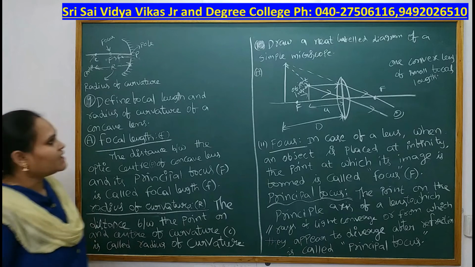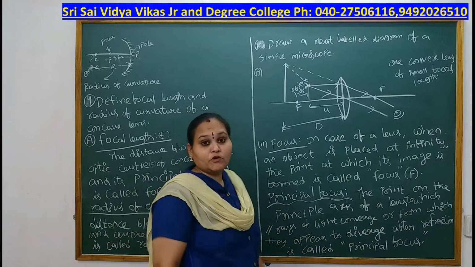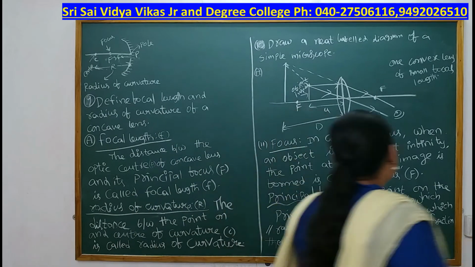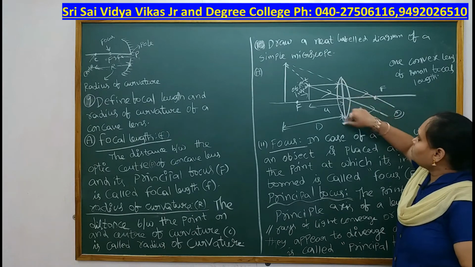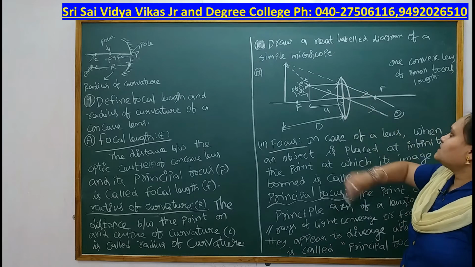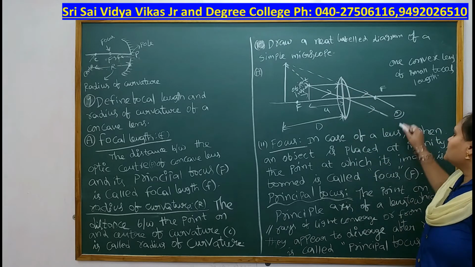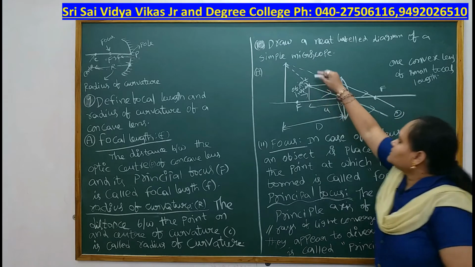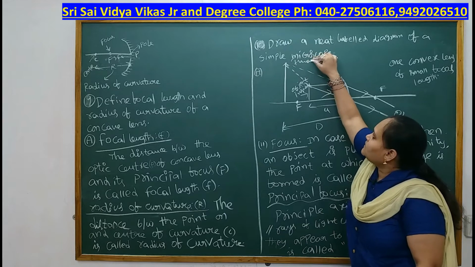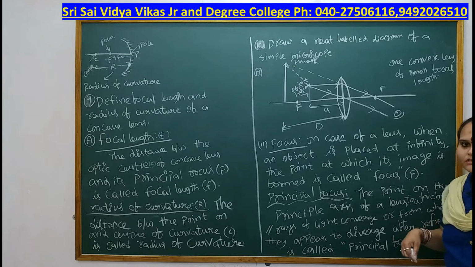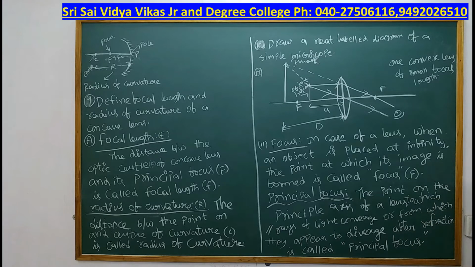And next one is: draw a neat labeled diagram of a simple microscope. This is the simple microscope. It consists of one convex lens of very small focal length. This is the simple microscope diagram. Here is the eye, the observing distance, the object and the image. A clear explanation will come in the 4 marks question. So in this 2 marks question, just write a neat labeled diagram of a simple microscope.